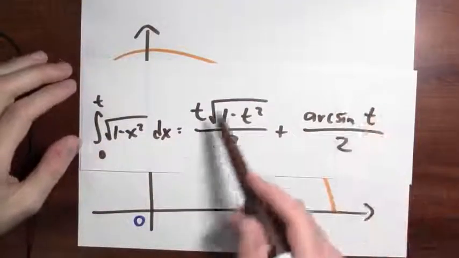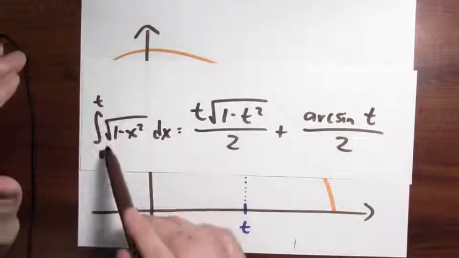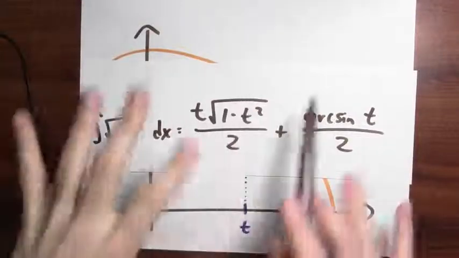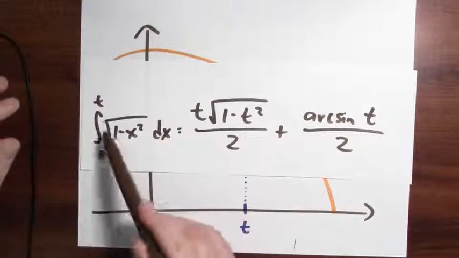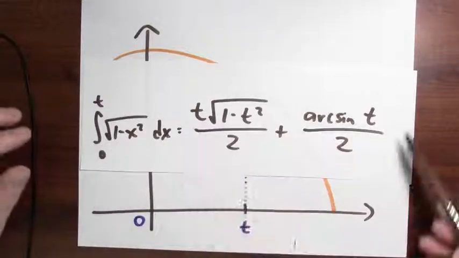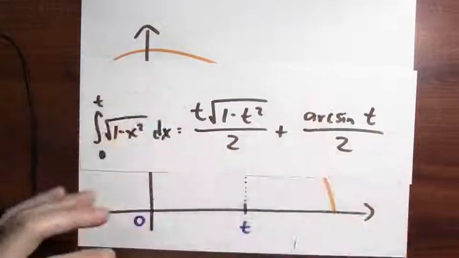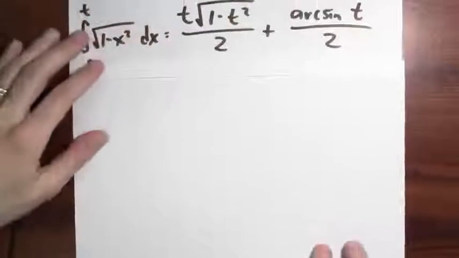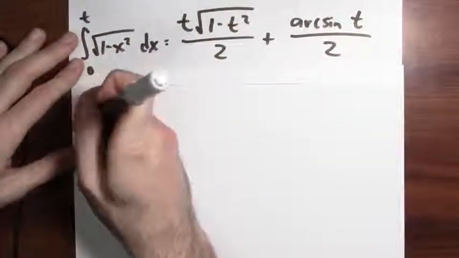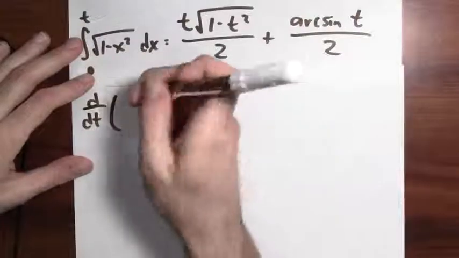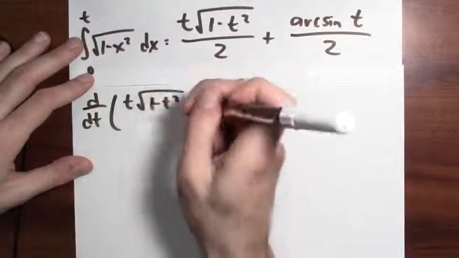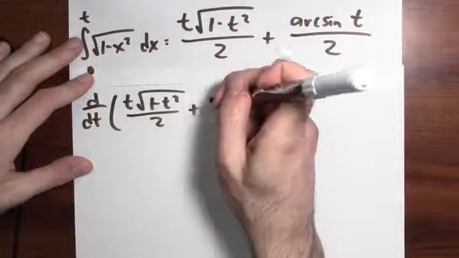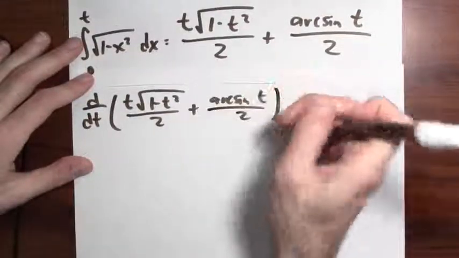We can work this out in a couple different ways. One way just involves differentiating. So I'm going to differentiate this side and get, I hope, the square root of 1 minus t squared. That'll be a proof that an antiderivative of the square root of 1 minus x squared is this, with t's replaced with x's. Okay, so let's try it. Let's see if we can really pull that off. So let me just write down what I'm trying to show. I'm trying to differentiate this whole thing. So t times the square root of 1 minus t squared over 2 plus the arcsine of t over 2.